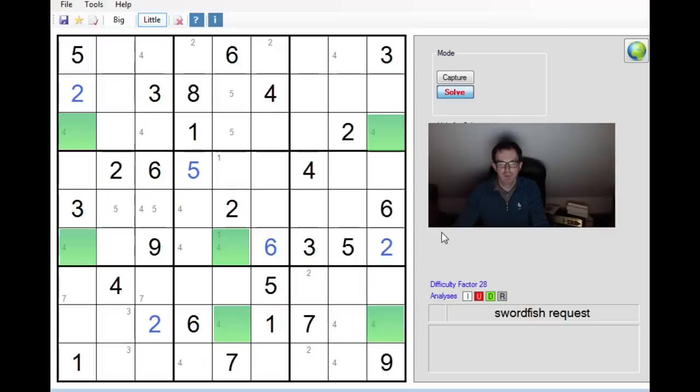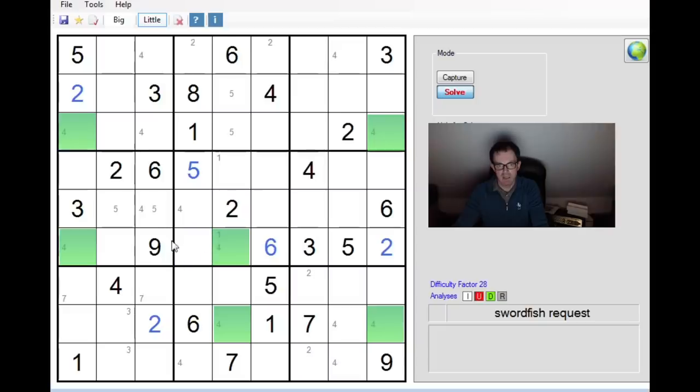Now remember from the work we did earlier, what does the swordfish allow us to do? Well, it allows us to eliminate 4s, for example. Now we have to be careful here because we can eliminate more than one 4 and they might all be important. So let's start with this one. We can eliminate this 4. This is impossible. This can't be a 4. And you can see it's quite an interesting square.